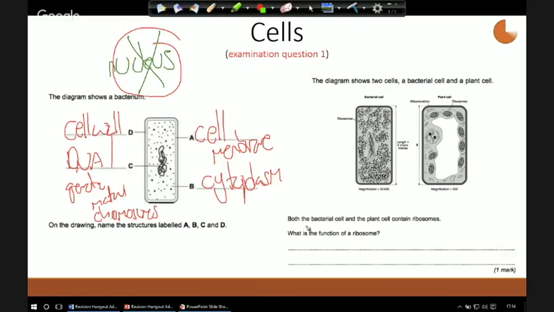Now, on this particular question, it's a simple factual point. What are the ribosomes doing? Well, this is where we get protein synthesis.